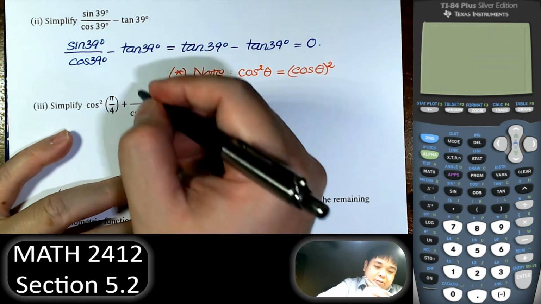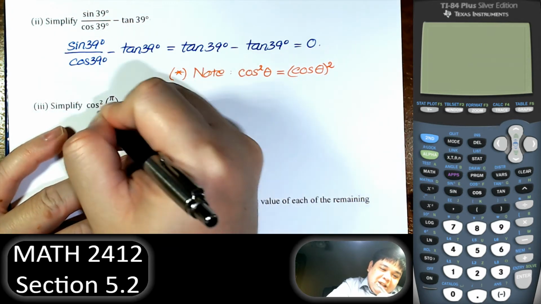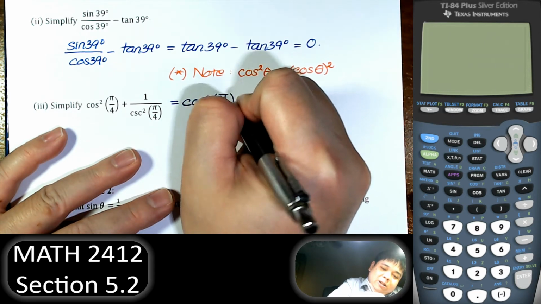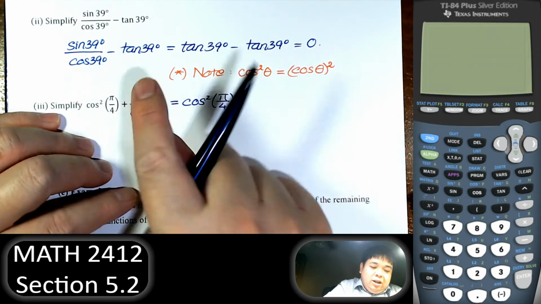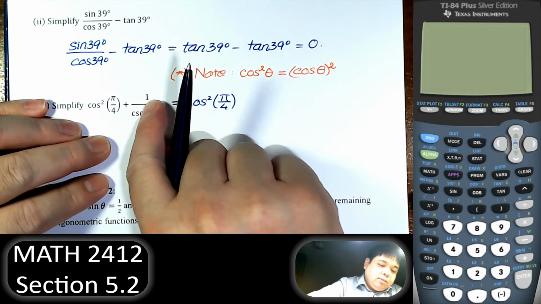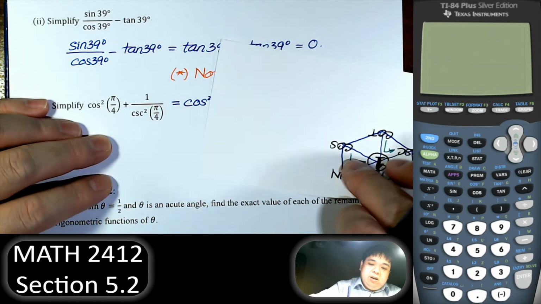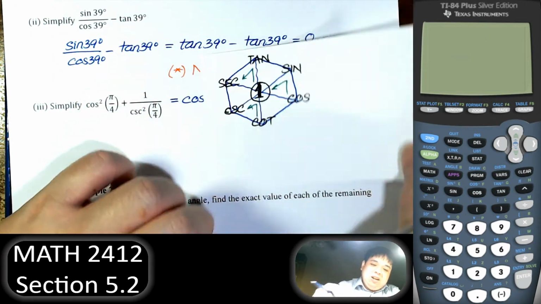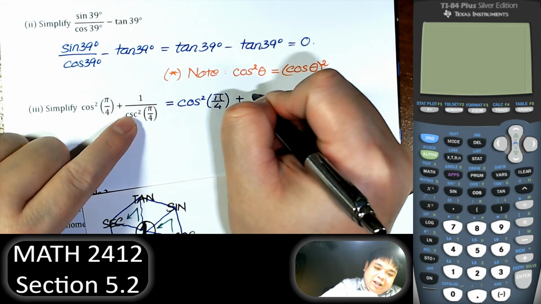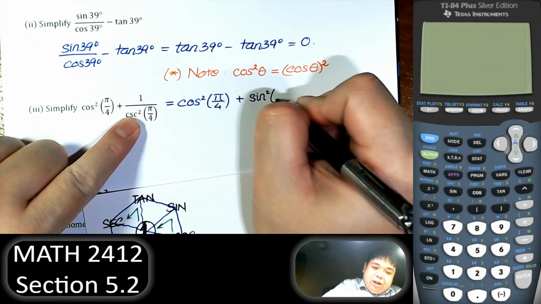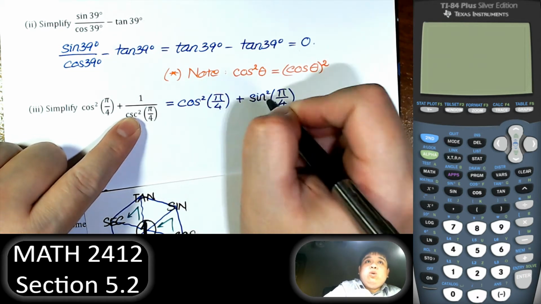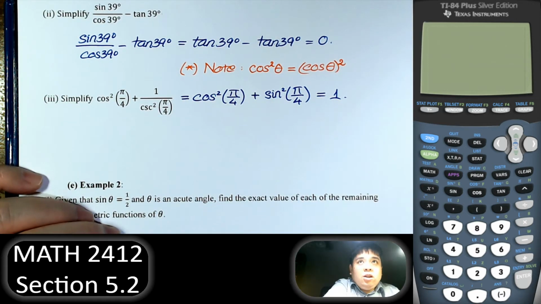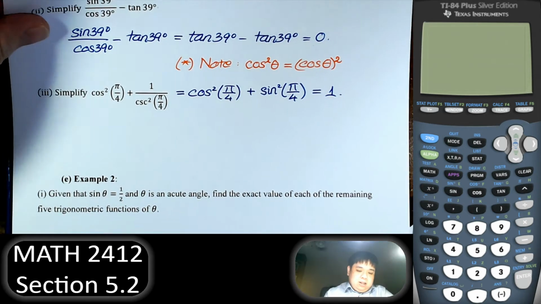Because here we have cosine squared. Now, 1 over cosecant. Of course, 1 over cosecant is sine, and since we have a square, we also have the square. Cosine squared plus sine squared is 1. So yeah, just like that.